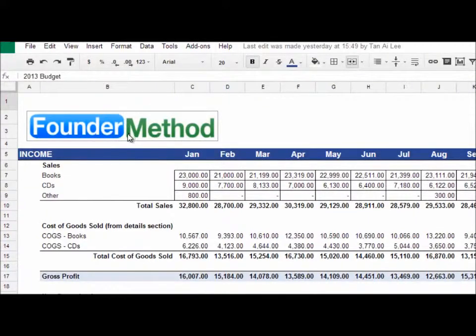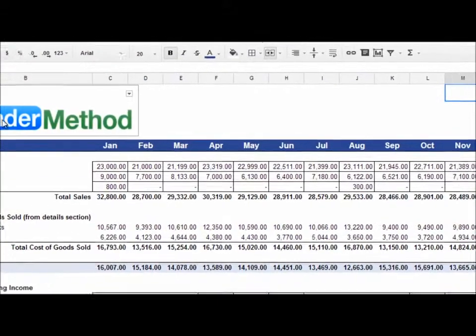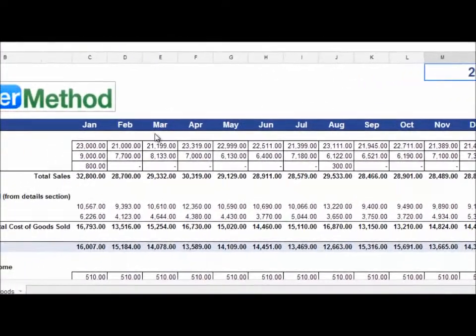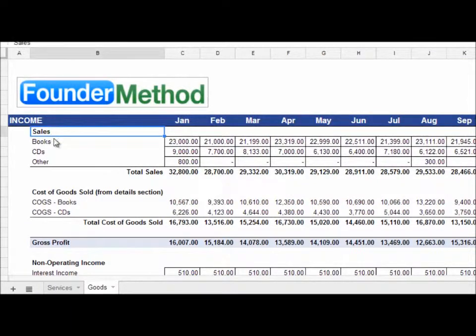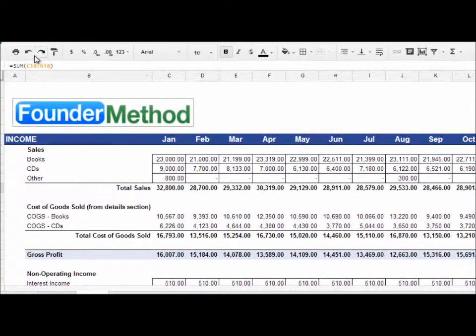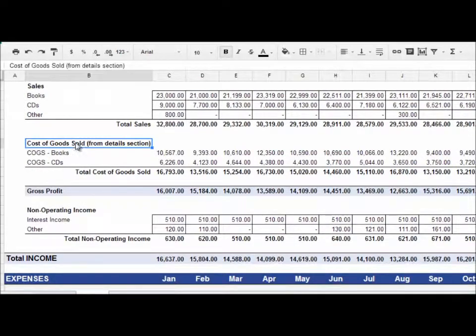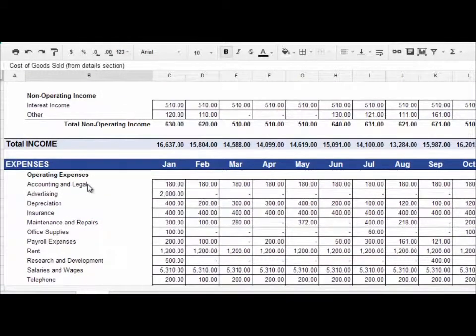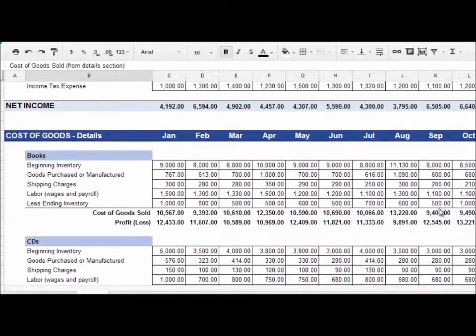Next, let us look into the example for goods. Take founder method as an example. Company name and date. Sales. You insert your sales for product 1, which is books, and product 2, which are CDs, here. The template will help you to sum up the total of your sales here. Next will be cost of goods sold, where you can follow based on the example mentioned before this.